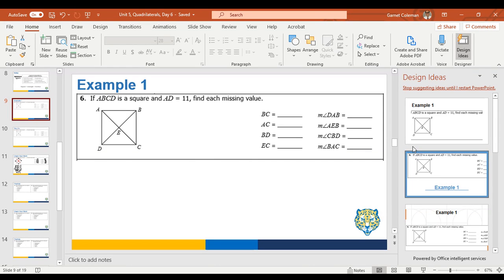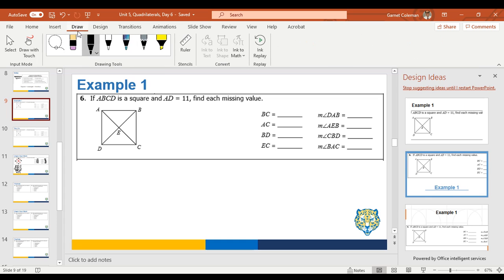Here's our first example. It says if ABCD is a square and AD equals 11, we're going to find each missing value. So here are all the steps that I'm going to do to figure out the measure of all of these sides and angles. The first thing that I'm going to do is label all of my equal sides.